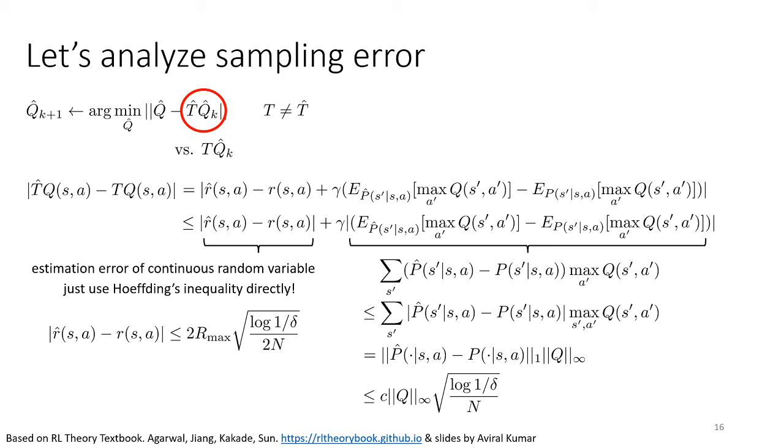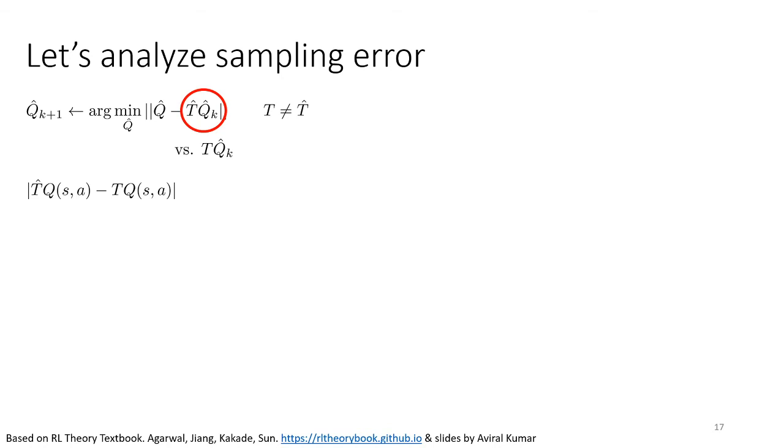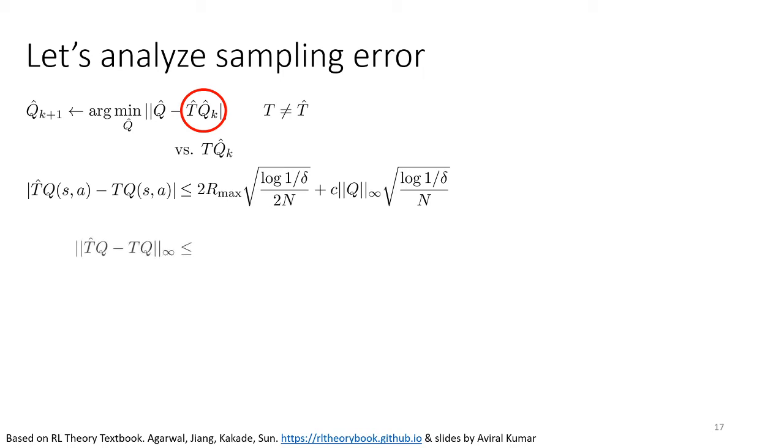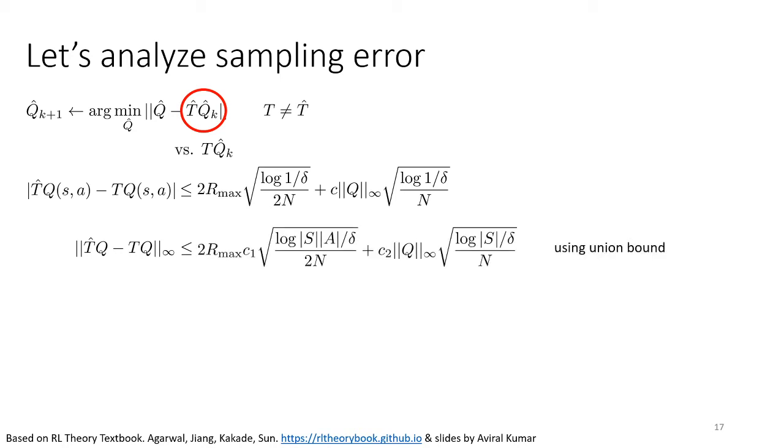All right, so that's sampling error, and this is more or less following the same logic as we had in the previous section. So what we have is that the difference between applying this empirical Bellman backup, the approximate backup, and the true backup is bounded by two terms, one that depends on the error in the reward and the other one that depends on the error in the dynamics. So that means that the infinity norm of the difference between T hat q and Tq is basically also going to have this form, just with slightly different constants and with some terms that depend on the dimension, on the number of states and actions, and we get that by using the union bound.